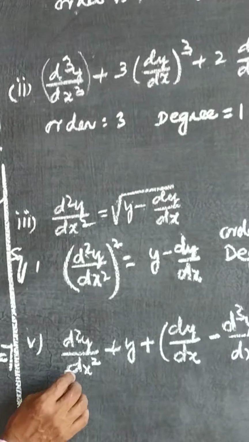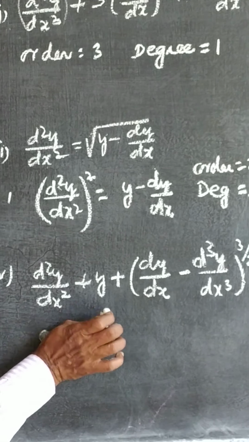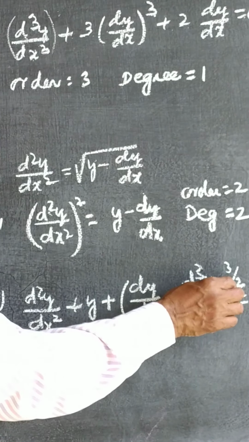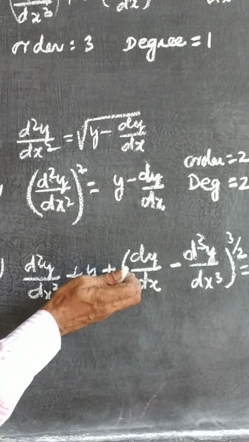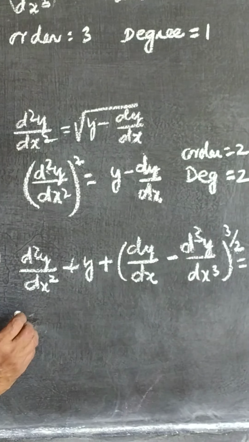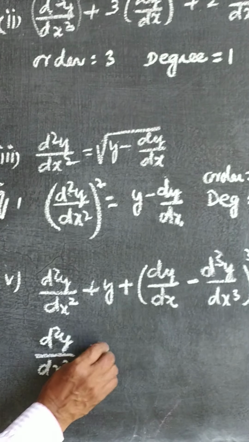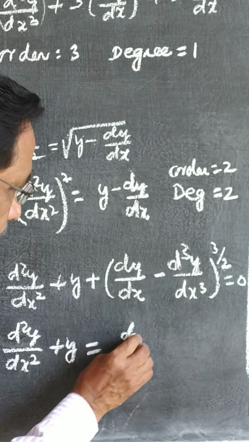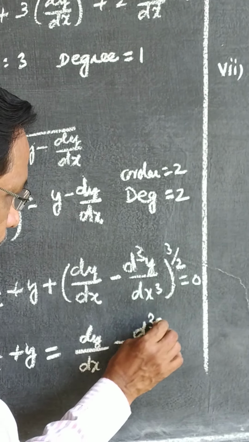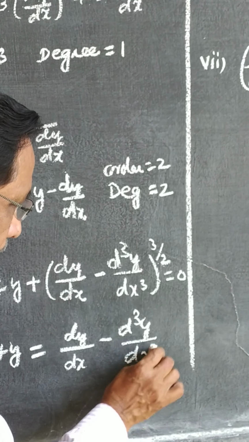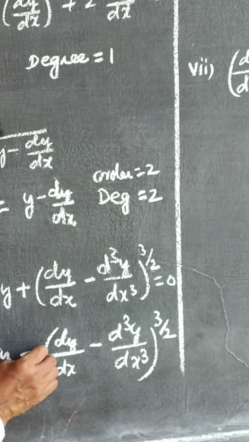Here, for the highest order, you have to eliminate the radical. So, before that, we should take this entire function to the other side. d square y by dx square plus y is equal to dy by dx minus (d cube y by dx cube) the whole power 3 by 2. This becomes minus of.